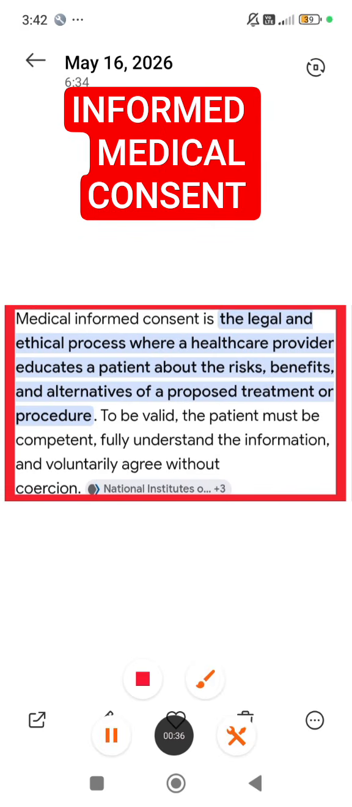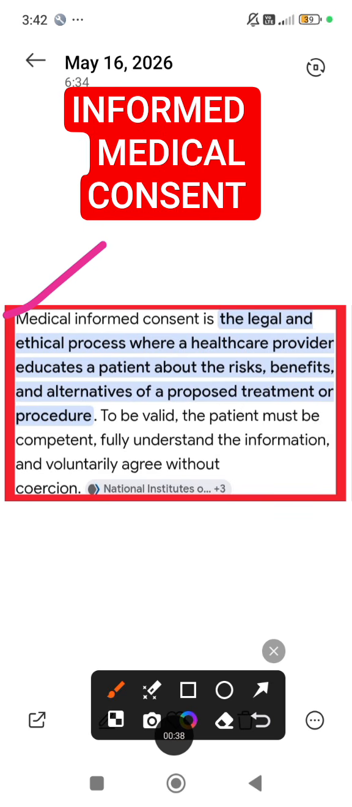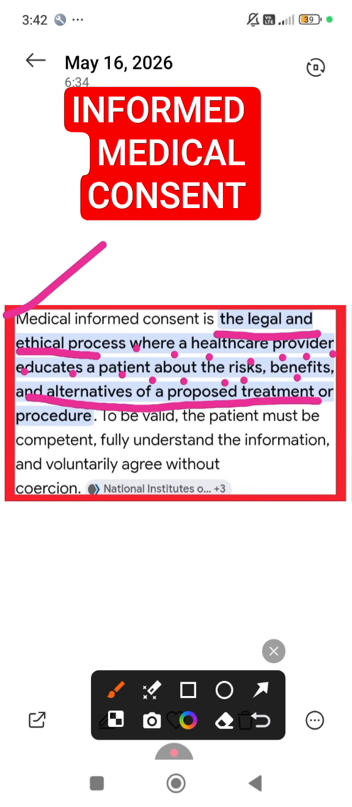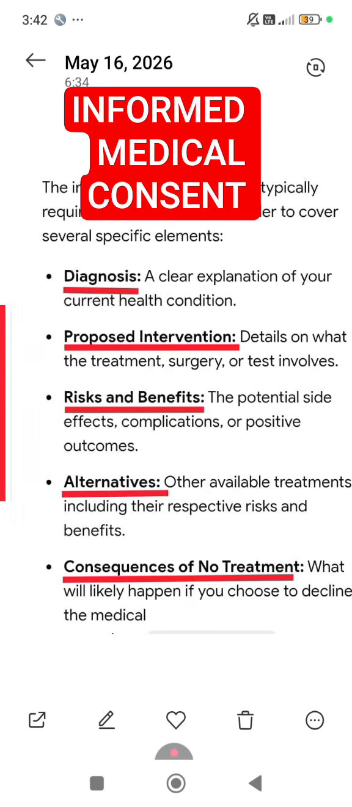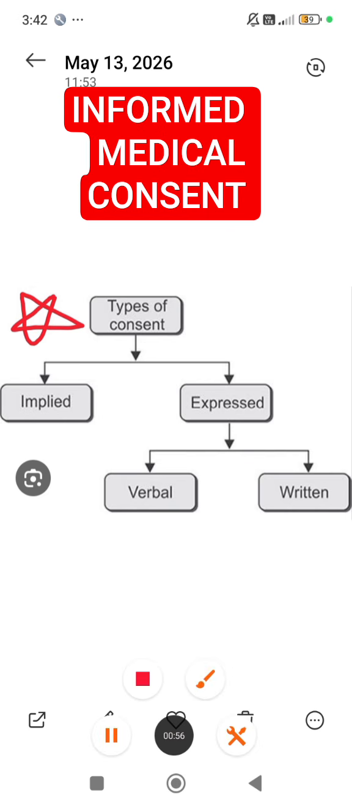Let's know about the definition of informed consent. Medical informed consent is a legal and ethical process where the healthcare provider educates a patient about the risks, benefits, and alternatives of the proposed treatment or procedure. What is the risk? What is the benefit about that? Okay, there are types of informed consent.